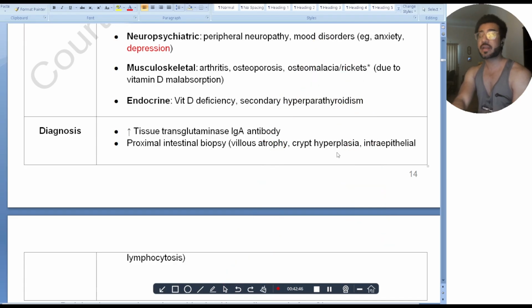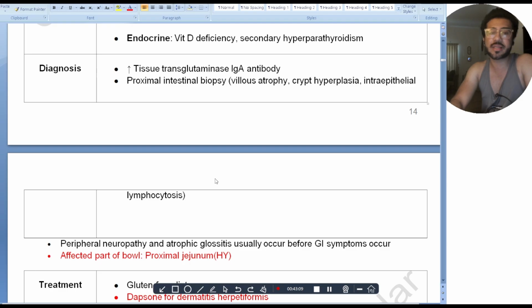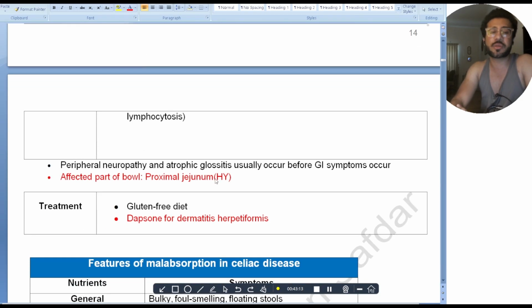So these are the findings you see, and you can also be questioned about these findings. They are going to tell you upon histopath exam, you see villus atrophy, crypt hyperplasia, intraepithelial lymphocytosis, and they can keep the other symptoms vague, but just by reading the histopath findings, you can conclude that this likely is celiac disease, plus the location as well. It should be proximal jejunum.